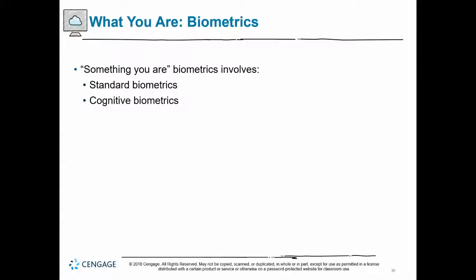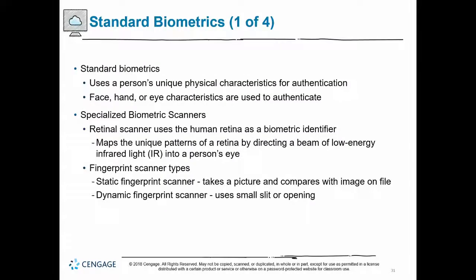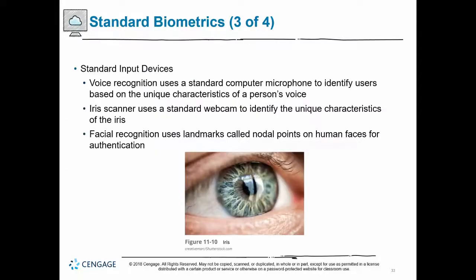So we just talked about something you have. Now, something you are: biometrics. It's either standard biometrics or cognitive biometrics. Standard biometrics is like a physical feature of yourself. Fingerprint scanner, retinal scanner, voice recognition is also used, with a standard computer microphone to identify the user based on the unique characteristics of the voice. An iris scanner uses a webcam to identify the unique characteristics of the iris.